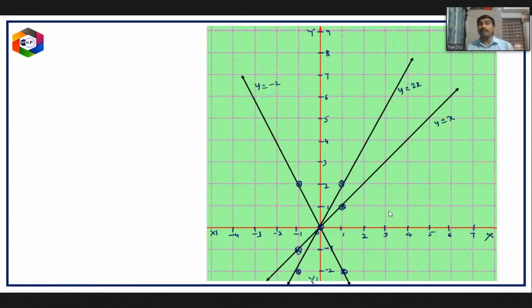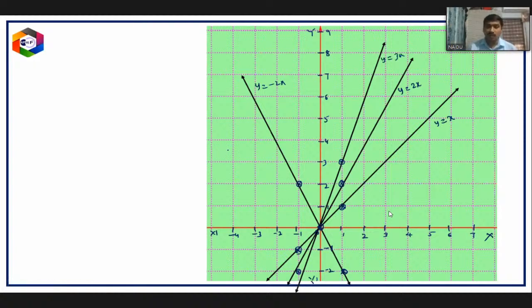Next, y = 3x. For the next line, 3x means x = 0, y = 0. x = 1 means y = 3, so the point is 1, comma 3. This is the point. And for x = minus 1, y is minus 3, but that point I am not taking. We need only 2 points, so I am going to join using these. So this will be the line. Observe, children. This is the line passing through these 2 points, and this line is y = 3x. And finally, one more we have.